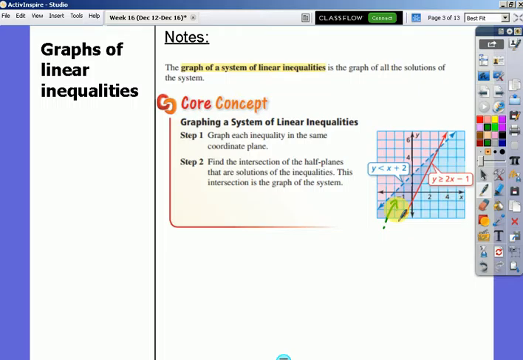You want to graph each inequality in the same coordinate plane, then find the intersection of the half planes that are solutions of the inequalities. This intersection is the graph of the system. So step 2 is just a fancier way of saying the intersection of the shading is your solution to the system.